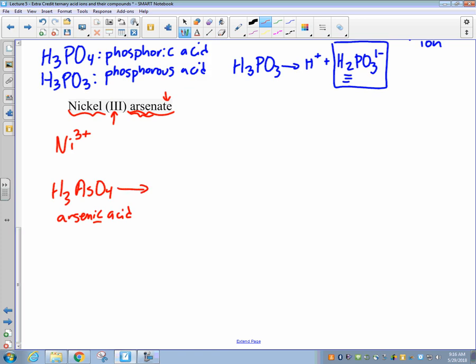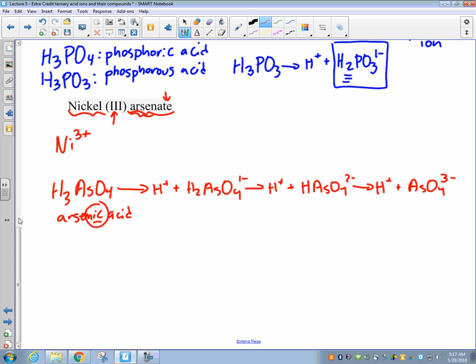So we're going to go ahead now and completely dissociate this acid, recognizing that we don't have any hydrogens on the ion in the compound. So we'll split this into H+ and H2AsO4 1-, which then splits apart to H+ and HAsO4 2-, which finally splits apart to H+ and AsO4 3-. So ic acids make ate ions, which implies, therefore, this is the ion we're looking for, the arsenate ion.